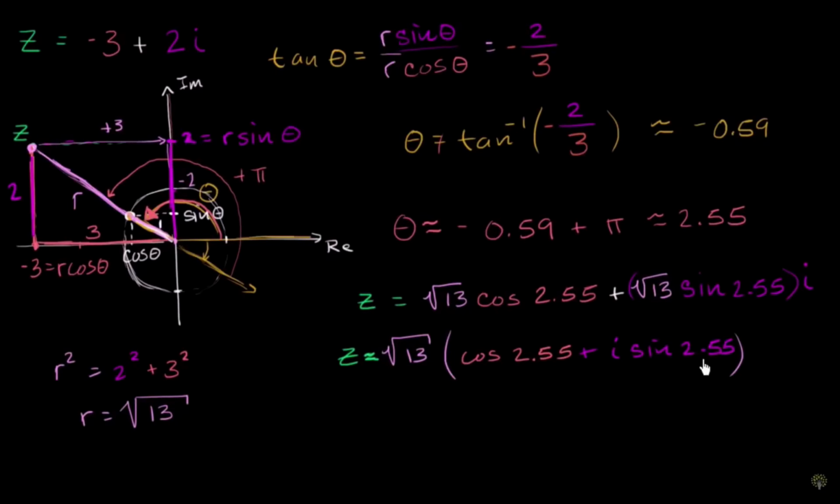And so when I rewrote z in this format right over here, it makes it much clearer what direction I have to go in. The direction is 2.55 radians counterclockwise from the positive real axis. And it also says how far I need to go. I need to go square root of 13. So this essentially makes it clearer how we get there in, I guess you could say, more of a polar mindset. And that's why this form of the complex number, writing it this way, is called rectangular form, while writing it this way is called polar form.